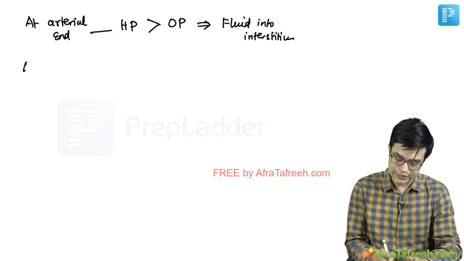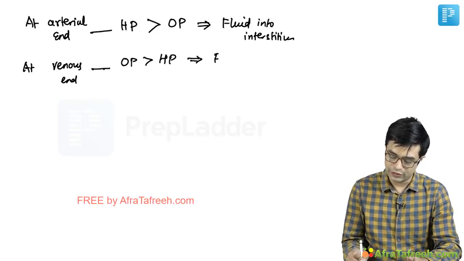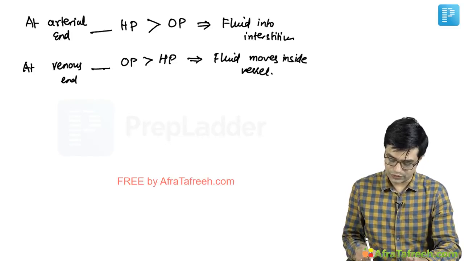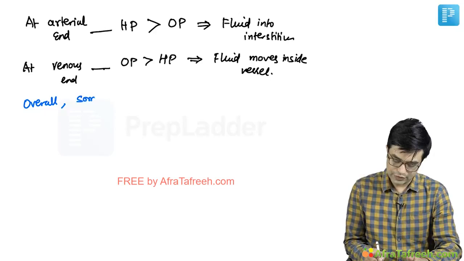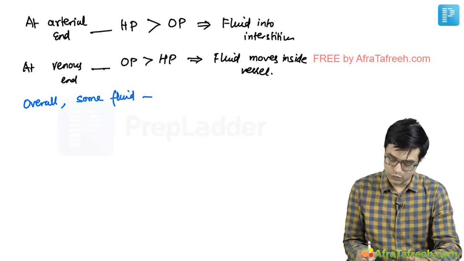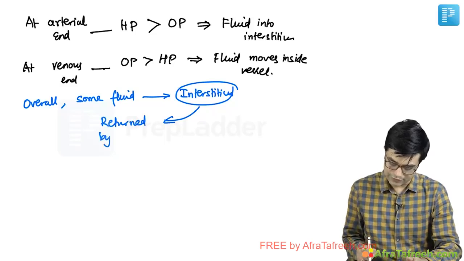Whereas at the venous end, the osmotic pressure will be more than the hydrostatic pressure, and so the fluid moves inside the vessel at this space, and there is a very constant balance which is produced. Overall, it is found that some fluid indeed moves into the interstitium. This balanced fluid is returned back to the circulation by the presence of lymphatics.